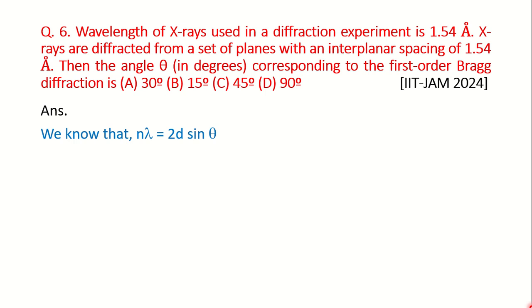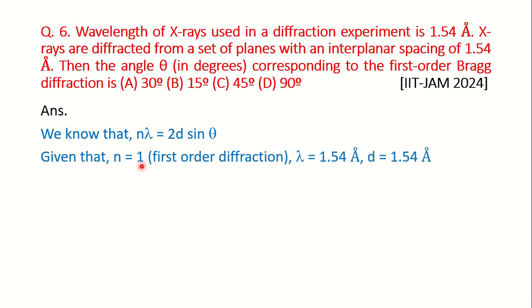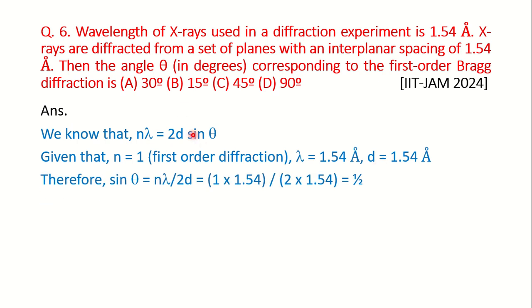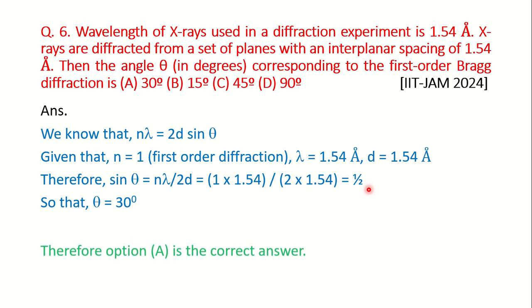As we know the Bragg equation, which is n lambda equals 2d sine theta. Let's compute the data first. Since this is the first order Bragg diffraction, the value of n should be 1, and the values of lambda and d given are both 1.54 angstrom. Therefore, just rearrange this equation: sine theta equals n lambda by 2d. In place of n we put 1, in place of lambda we put 1.54, this is 2 as usual, and in place of d we put 1.54. So this is nothing but 0.5 or half. Since sine theta is half, theta must be 30 degree. Therefore the correct option must be option A.